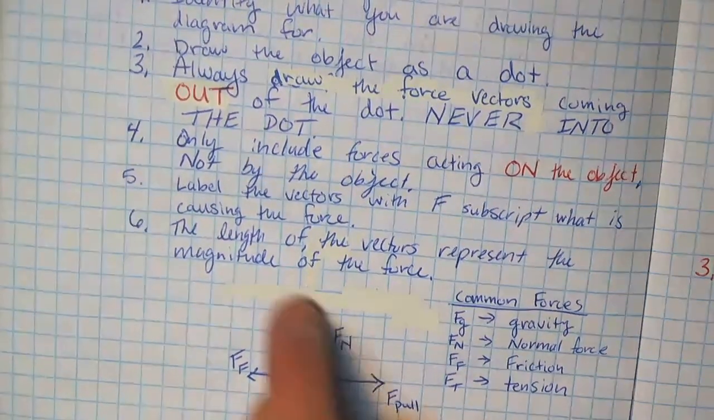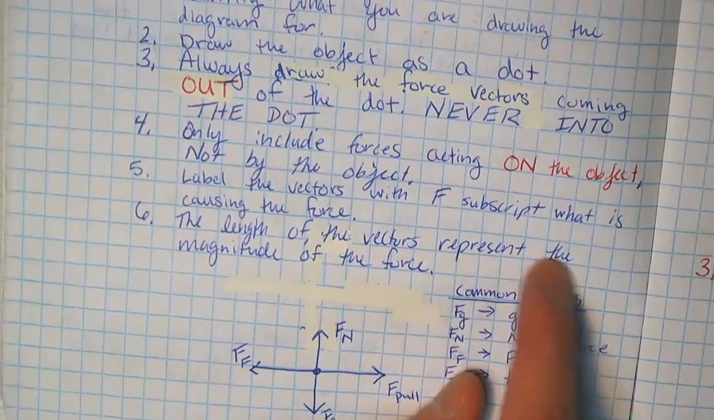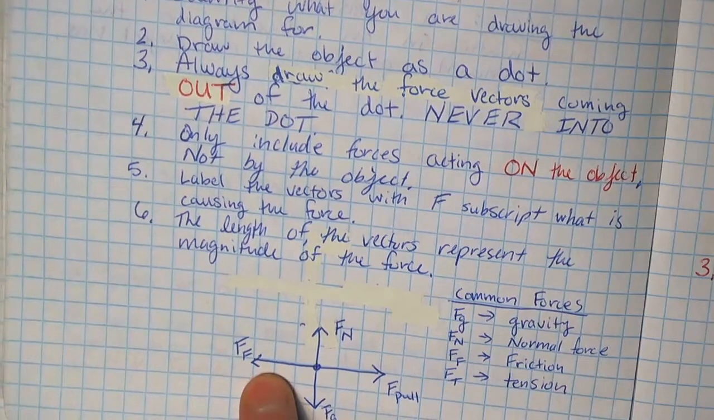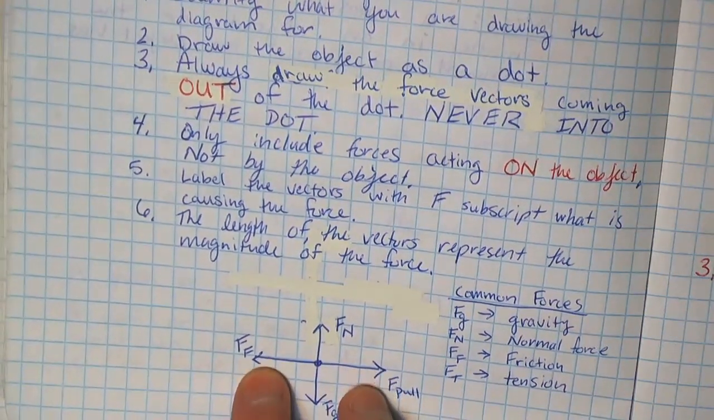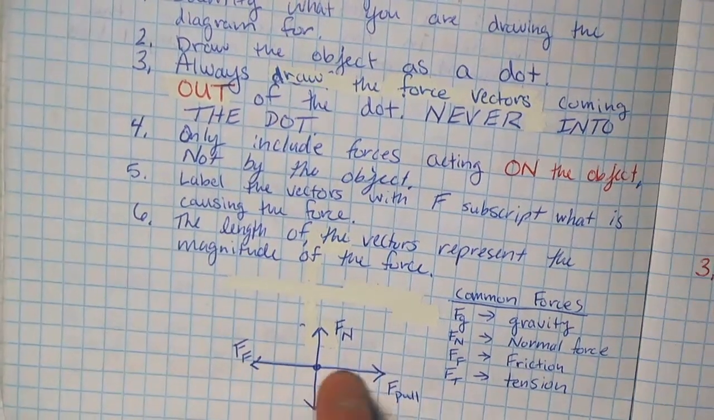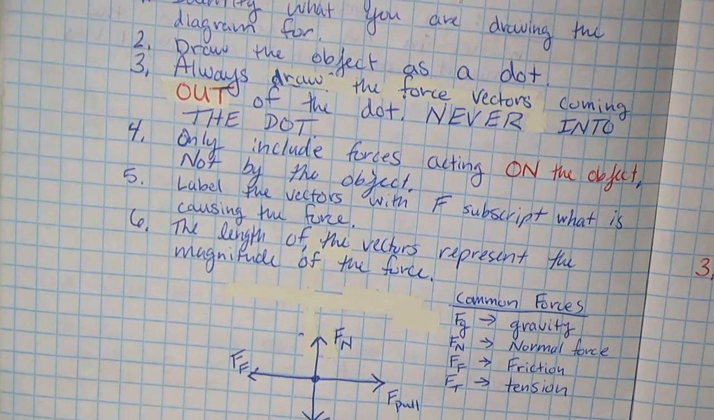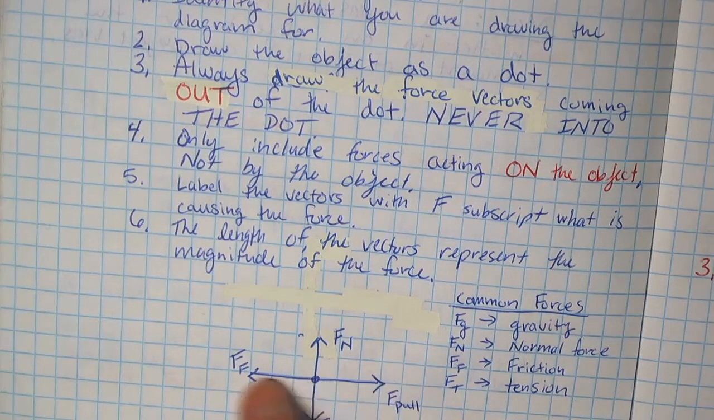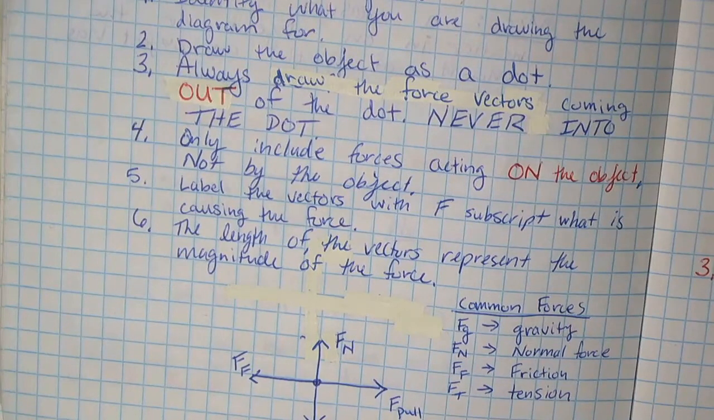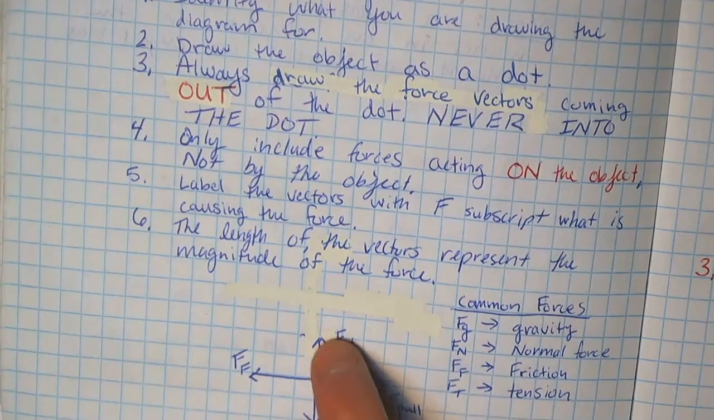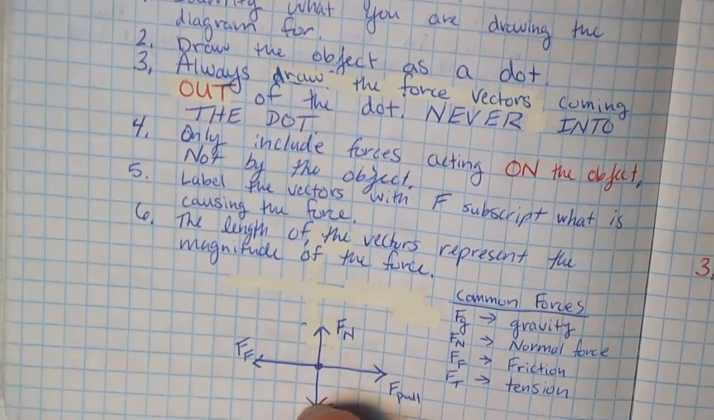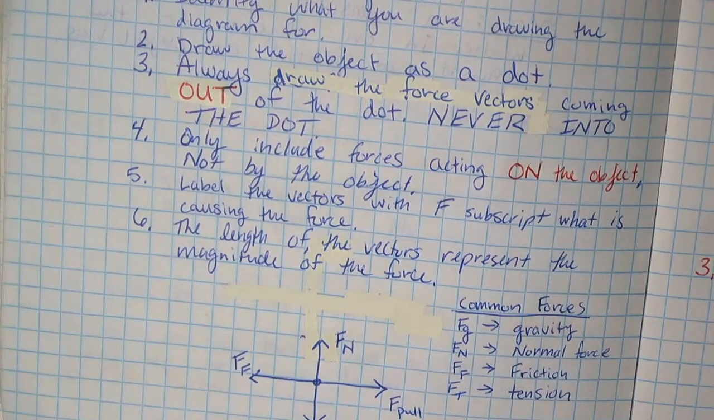The length of the vectors represents the magnitude of the force. In this case, these two are the same length because we should have balanced forces. If I made one bigger, that would mean I have a net force to the right. So the length of a vector is important relative to the other vectors. Same thing vertically: the normal force is equal to the gravity, giving us balanced forces vertically, so we don't accelerate vertically.